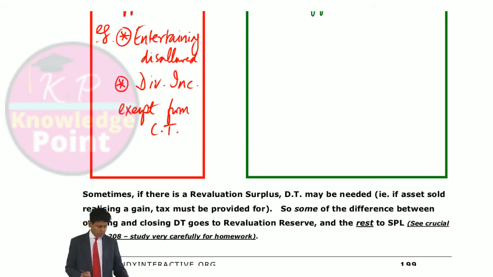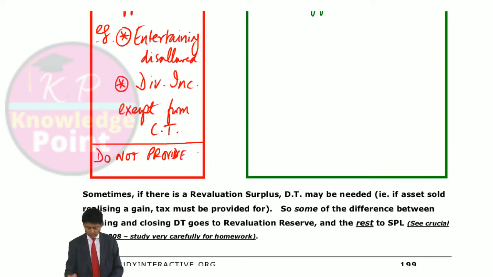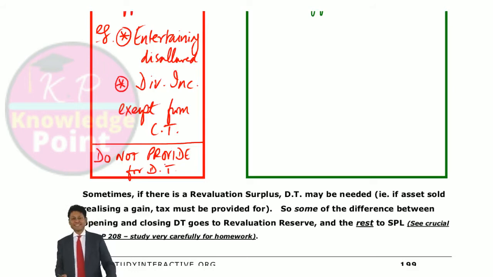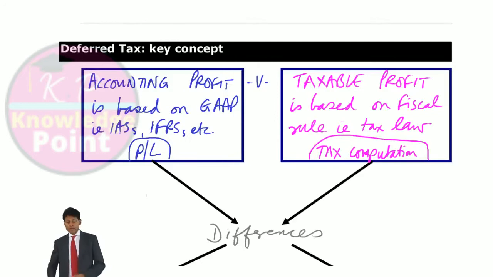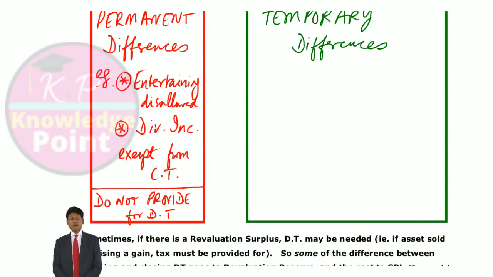So the upshot of all that is your permanent differences, you do not provide for deferred tax on these things. So do not provide for deferred tax on permanent differences. Okay, when it comes to temporary differences, let's just go back and have a little look. The one on the left, higher up the page, the accounting profit is say 250,000, and the one on the right, taxable profit for whatever reason is 150,000. So the difference between the two is 100,000. Some of those differences, say 20,000, are permanent differences. So the leftover 80,000 is temporary differences. And deferred tax, as you know, is only provided on temporary differences.